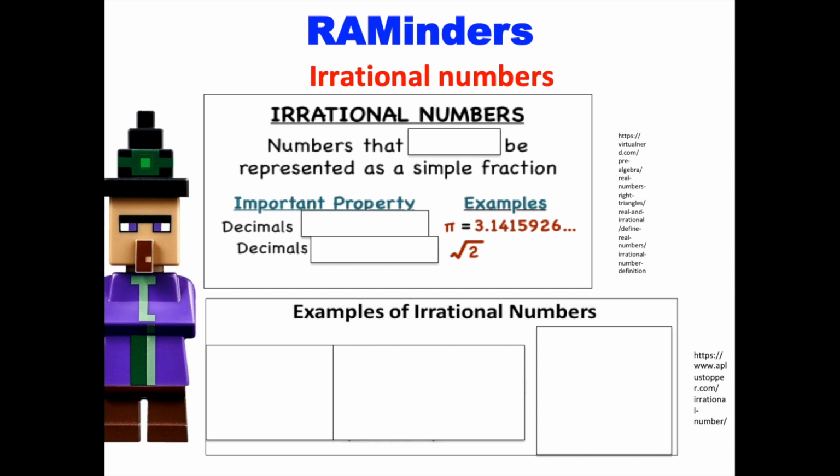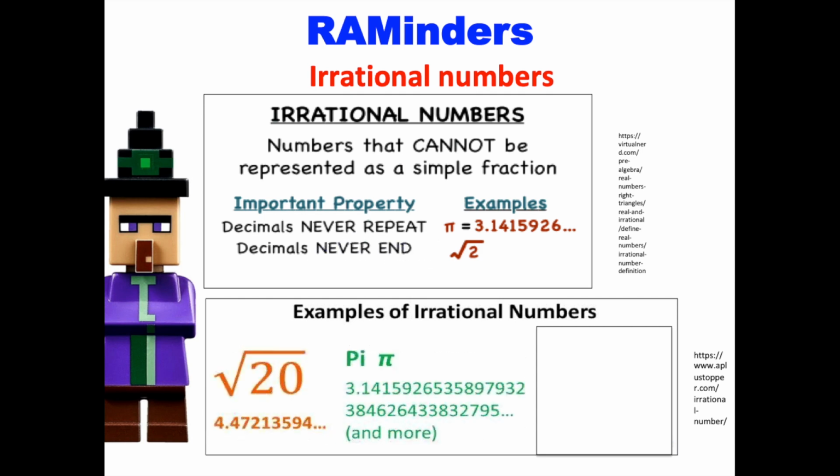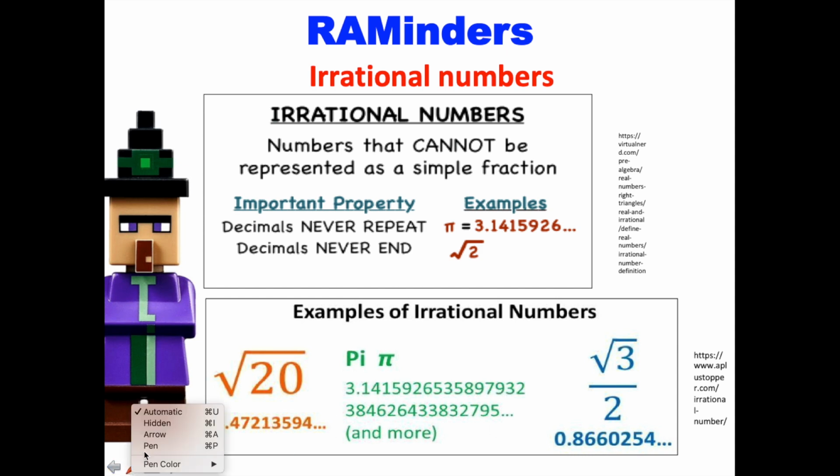Okay. Another reminder, irrational numbers. Numbers that cannot be represented as a simple fraction a over b. And look at the examples. It never repeats and it never ends. The famous ones are square root of 20, the pi, and some combinations, square root of 3 over 2. The triple dot means it never ends. It never ends. And there are no patterns.